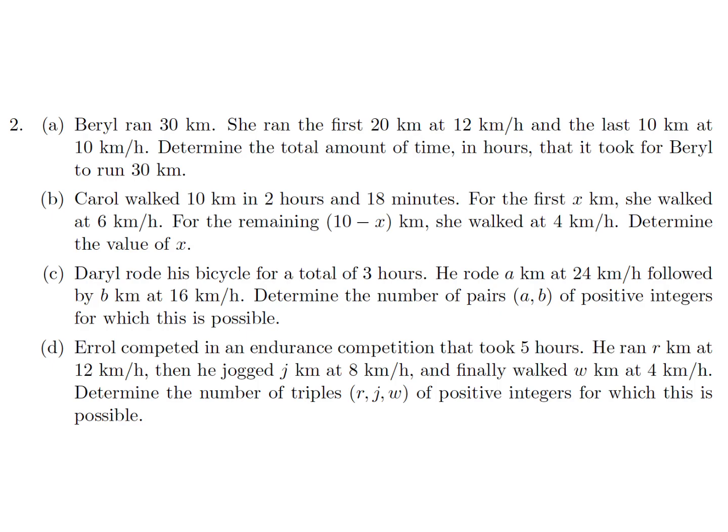Beryl ran 30 kilometers. She ran the first 20 at 12 kilometers per hour, and the last 10 kilometers at 10 kilometers an hour. Determine the total amount of time in hours that it took for Beryl to run 30 kilometers.